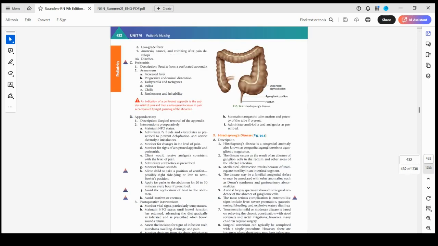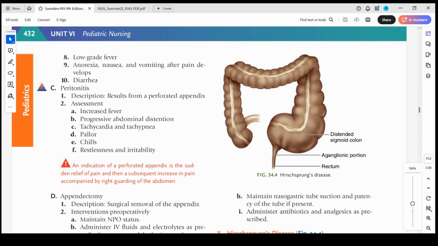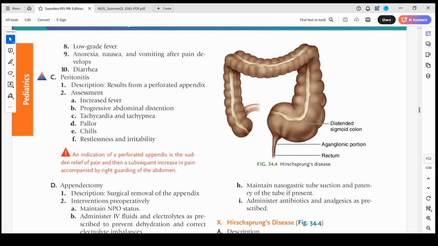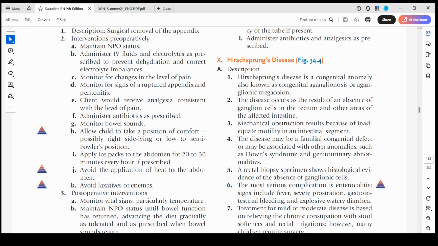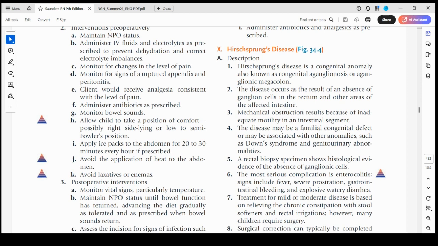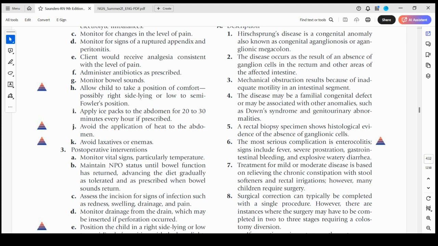All right, Hirschsprung's. Okay, there's a picture. Whew, it's like a megacolon. It's a distended colon. This is the sigmoid that's distended. That looks horrible. All right, so Hirschsprung's disease is a congenital anomaly. Can you say that word three times fast? Anomaly. But it's abnormal. The child is born with it. Also known as congenital aganglionosis or aganglionic megacolon. The disease occurs as the result of an absence of ganglion cells. So they lack these ganglion cells in the rectum and other areas of the affected intestine.